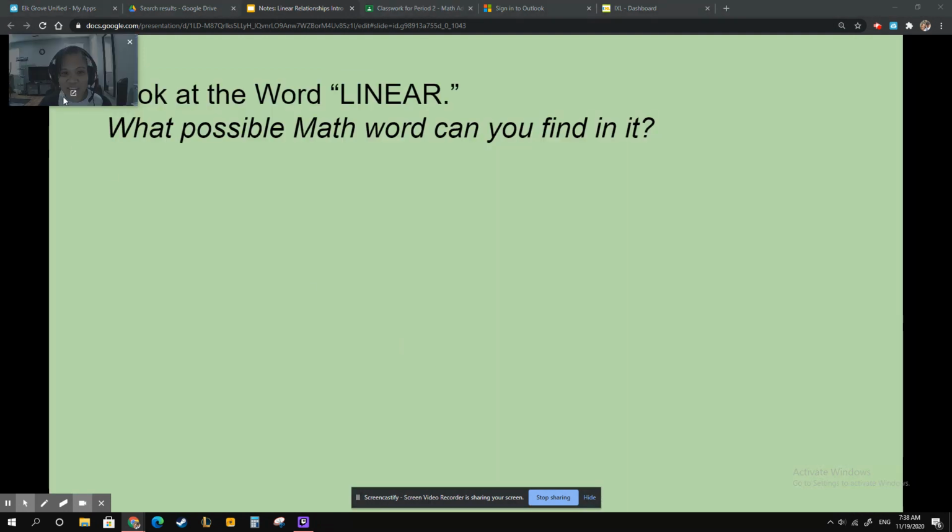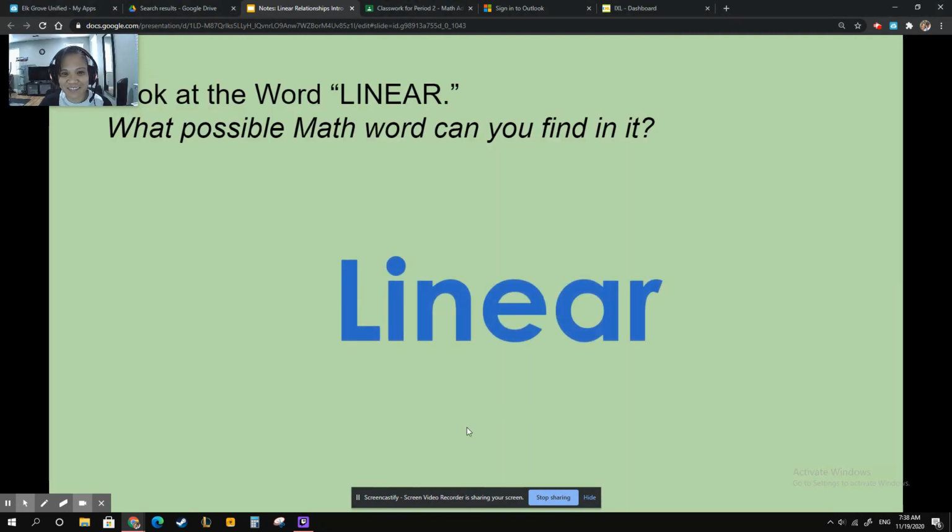All right, so look at the word linear. And then think, what possible math word or words can you find in it? I'm looking for just that one key math word. So think for a moment.